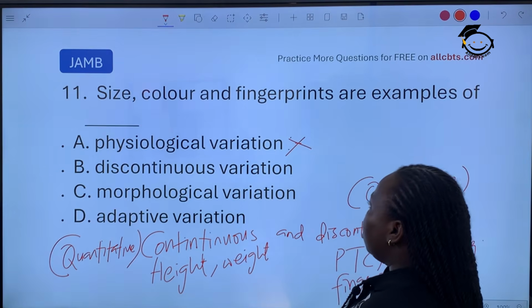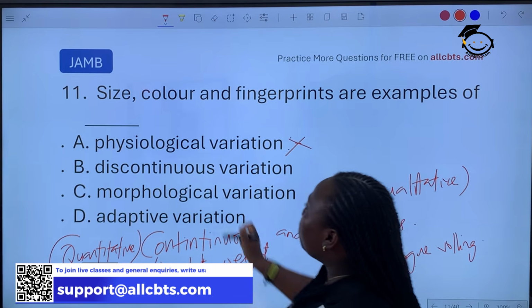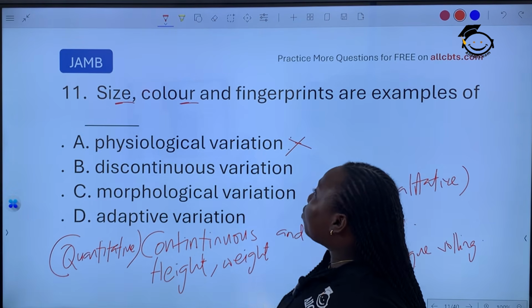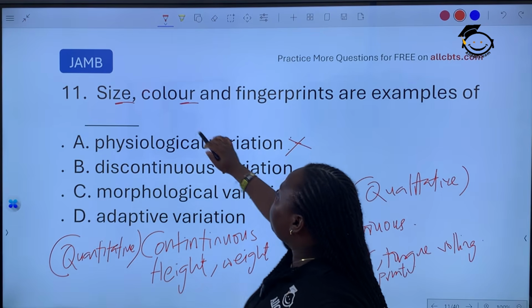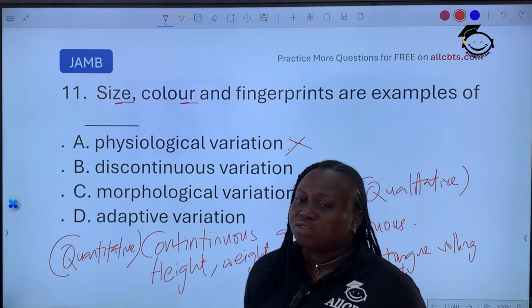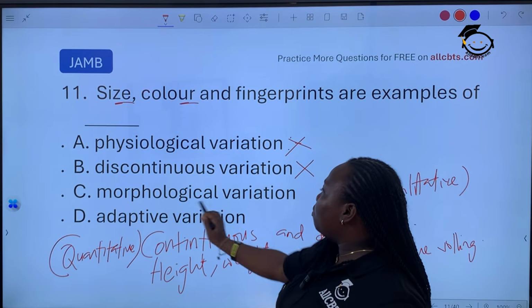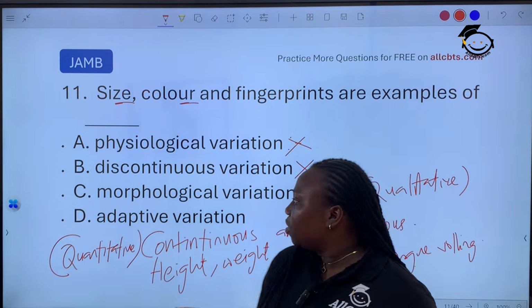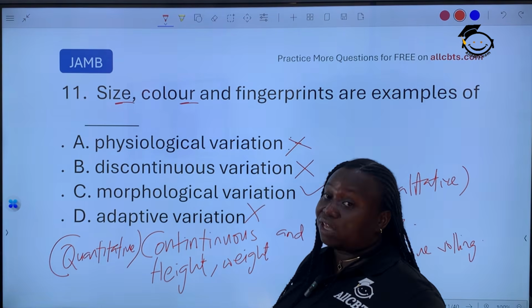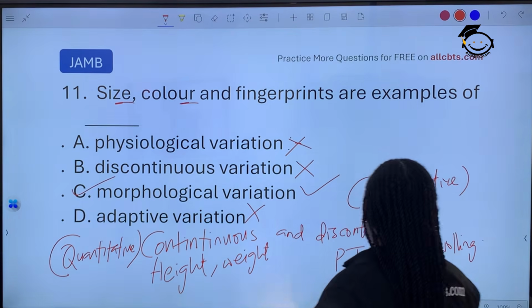Discontinuous variation, these are the ones that fall in distinct categories. Color can be discontinuous, but the fact that size is there, and size is quantitative, it does not fall in a specific category, so it nullifies discontinuous variation. Now morphological variation, we can see them, so it can be our answer. And adaptive, we don't have anything to do with adaptive here, so our answer is option C, morphological variation.